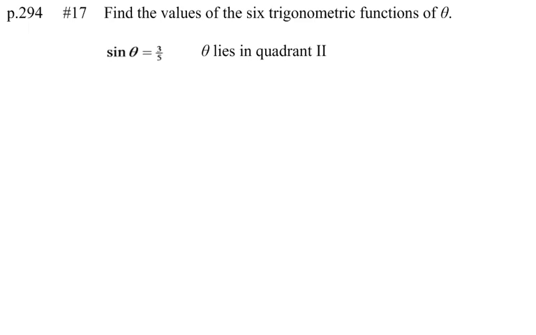Page 294, number 17. Find the values of the 6 trigonometric functions of theta. And it tells us two facts here. The sine of theta equals 3/5, and theta lies in quadrant 2. Okay, let's start by making a sketch of this situation.